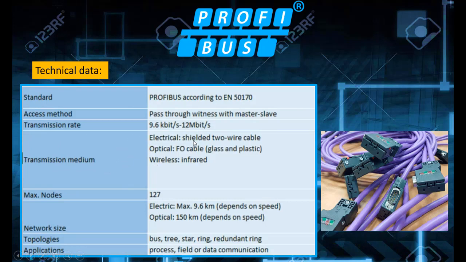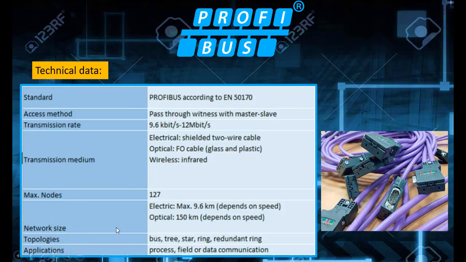In electric, shielded two-wire cable. In optical, fiber optic cable, glass and plastic. In wireless is infrared. The max node is 127.